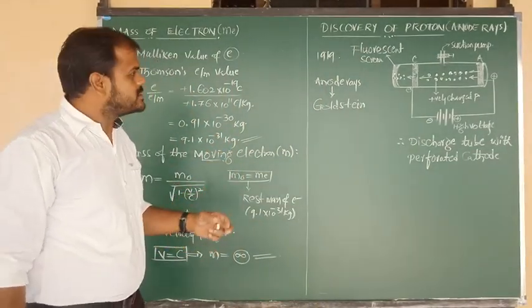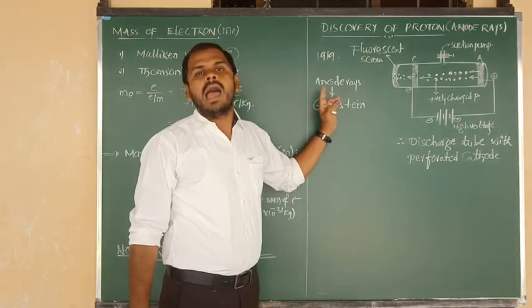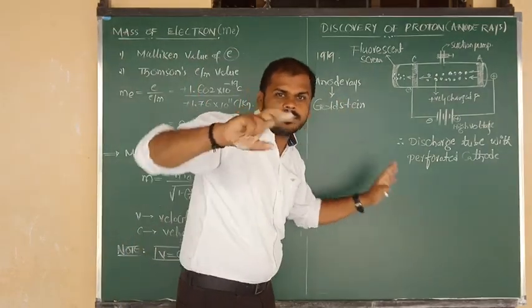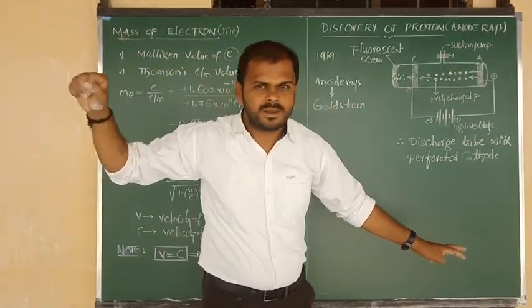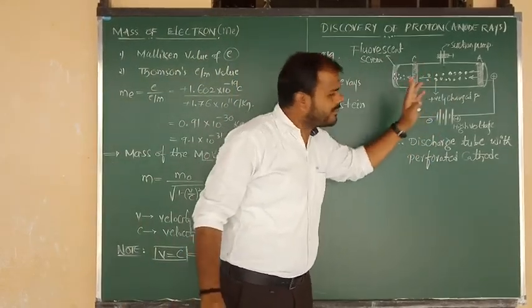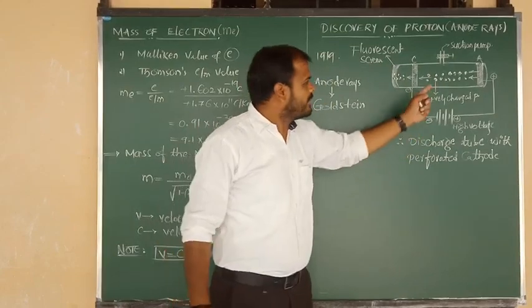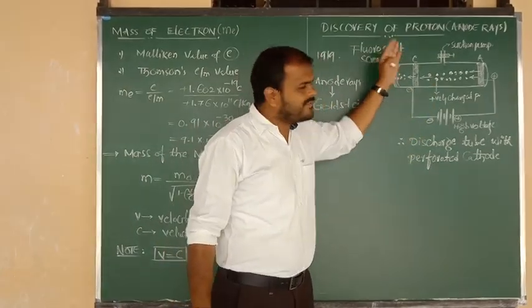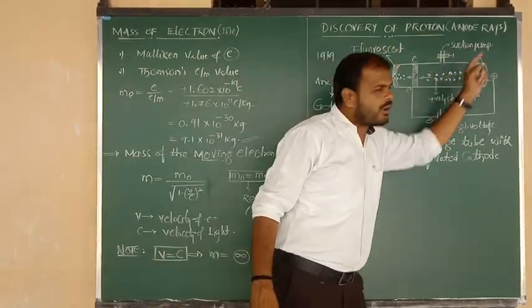Okay, right. So how did he discover anode rays? Same as the cathode ray experiment. Here we have to do the anode experiment. We have taken one glass tube, or we can say discharge tube, with a cathode on one side and an anode on the other.